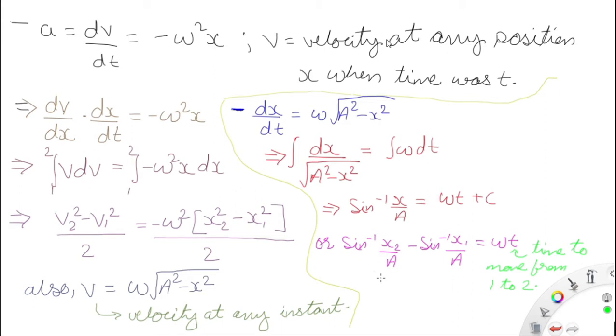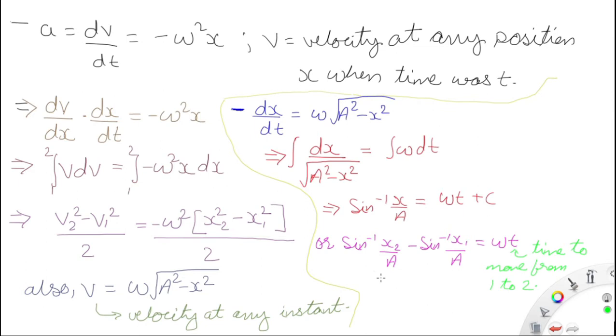Now v is the velocity at any position x when time was t, okay. So when time was t, x was the displacement and v was the velocity, okay. Now when v was the velocity, a was the instantaneous acceleration at that time, okay. Now dv by dt is equal to minus omega square x. So dv by dx into dx by dt is equal to minus omega square into x. Now dx by dt is equal to velocity v, and v into dv is equal to minus omega square x into dx, okay, cross multiplication.